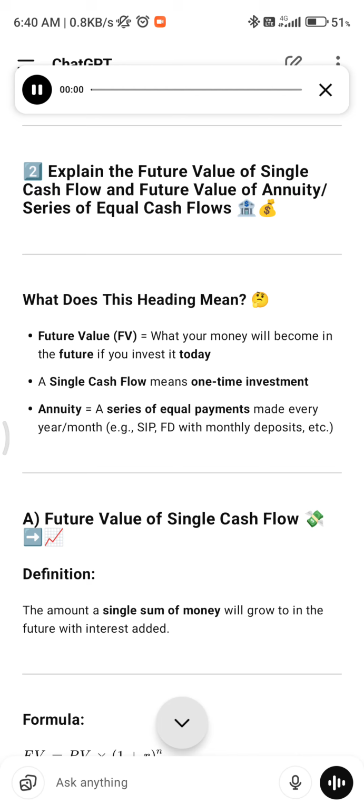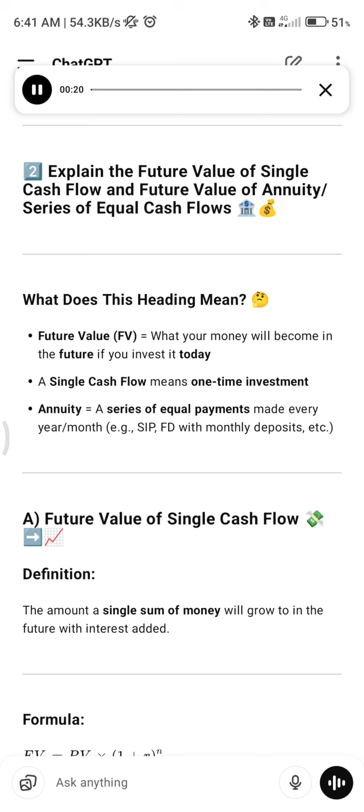Perfect. Let's now break down question 2 from your MBA Semester 2 Financial Management Module 2, Time Value of Money, with full emojis, simple words, formulas, and awesome examples. 2. Explain the future value of single cash flow and future value of annuity, a series of equal cash flows.